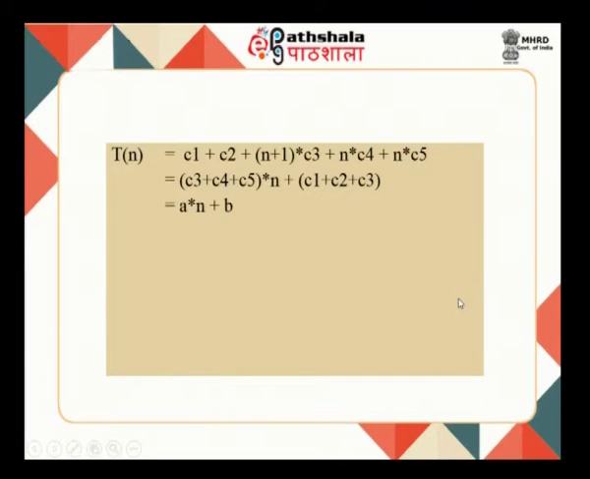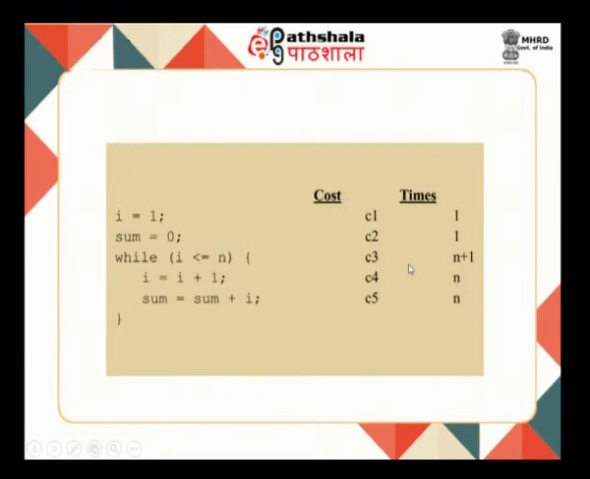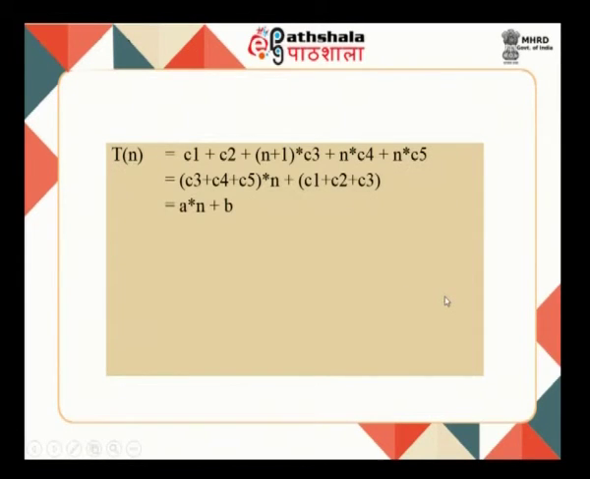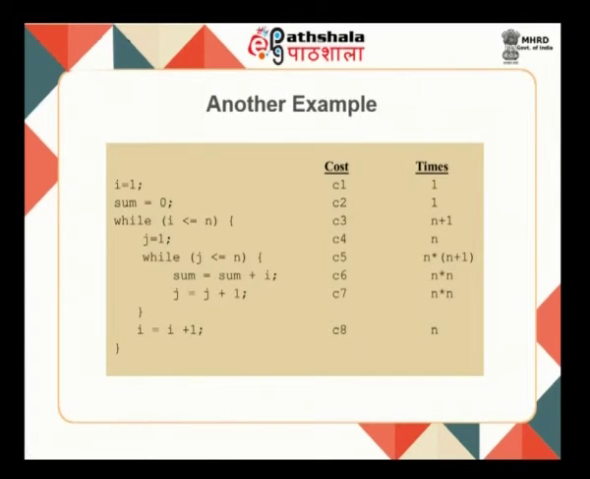Naturally when you compute everything, you add all the things. So, C1 multiplied by 1, C2 multiplied by 1, C3 multiplied by n plus 1, C4 multiplied by n, C5 multiplied by n. Finally, when you simplify everything, you get this expression. When you remove all the constants, T of n is expressed as a function a into n plus b. This is what the operation count is all about.